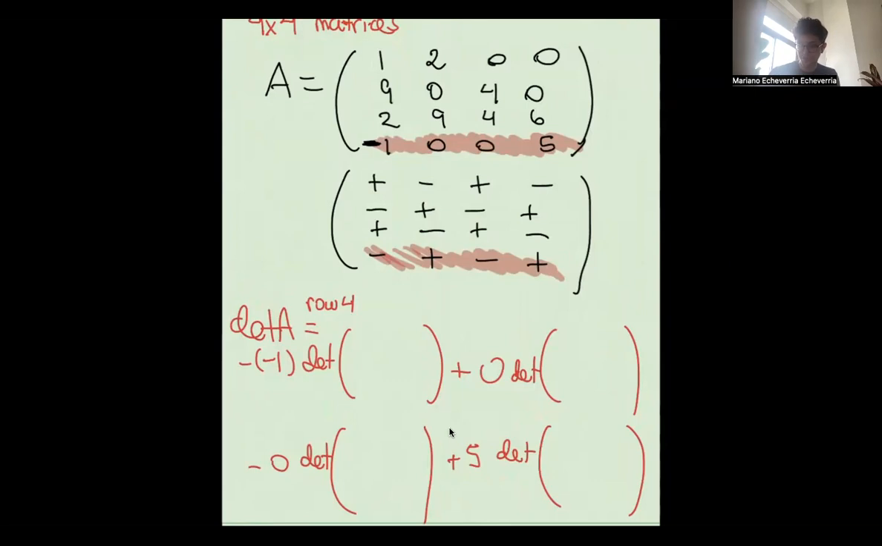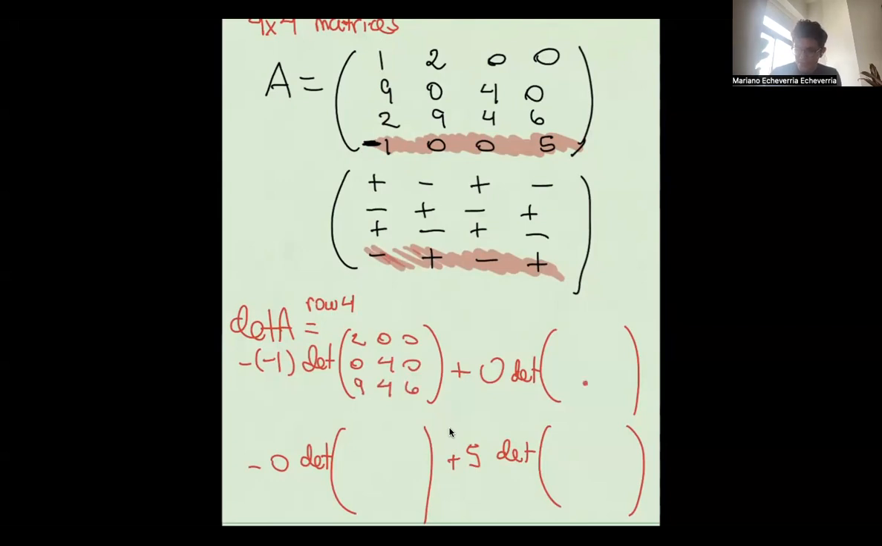And next to each coefficient, you literally delete the row and column to which that number belongs. So for example, in the case of -1, I delete the first column and fourth row because that's where 1 belongs. And you see, you get a 3 by 3 array of numbers, and those are the numbers that you put in here. So you put 2, 0, 0, 0, 4, 0, 9, 4, 6.